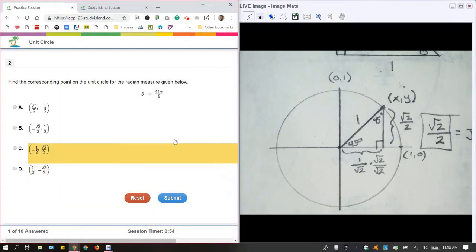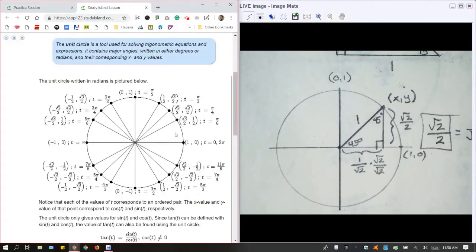Keep moving. Okay, what if theta is 41 pi over 6? Find the corresponding point on the unit circle for the radian measure given below. What in the world is 41 pi over 6? Well, let's think about this. If we go around once, that's 2 pi. If we go around twice, that's 4 pi. You can keep going around in sections.